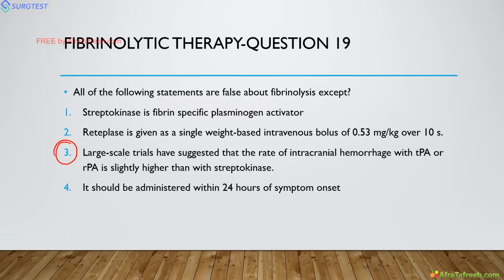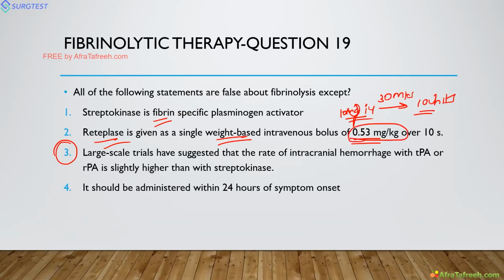We'll discuss this in detail. Streptokinase is not fibrin specific, it is a non-specific agent. And reteplase is not given as a single weight-based regimen. It is given as 2 doses, 10 units IV, followed by another 10 units after 30 minutes. Tenecteplase is given only at 0.5 mg per kg. These trials have shown that the rate of intracranial hemorrhage with tenecteplase or reteplase is higher than with streptokinase.